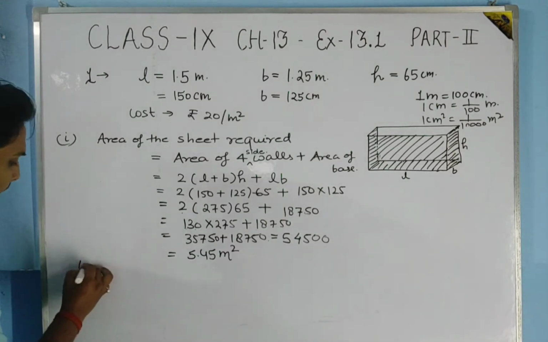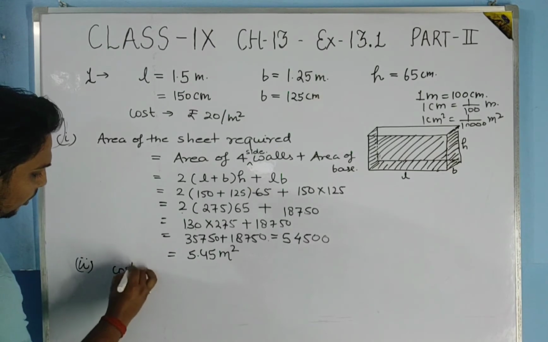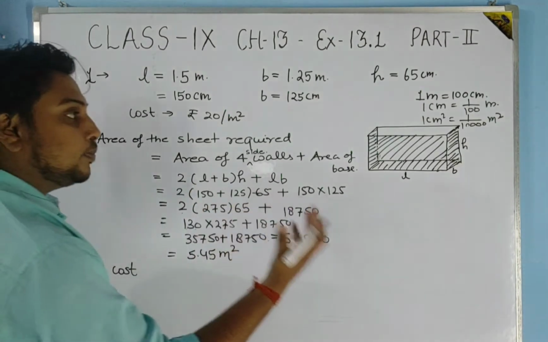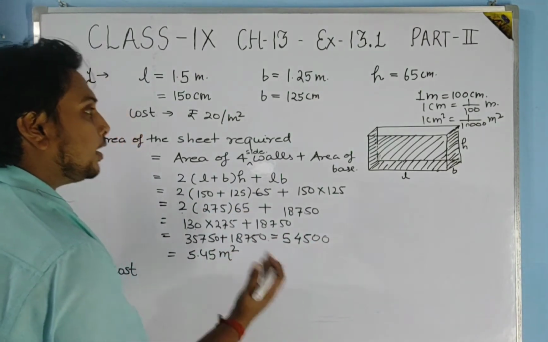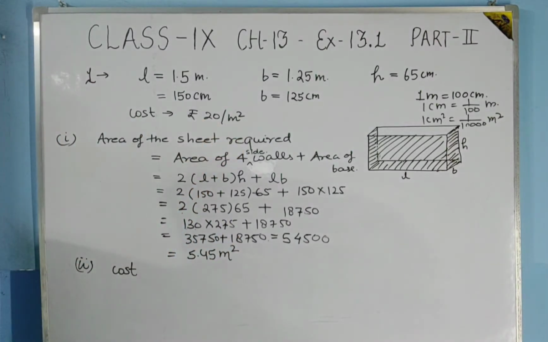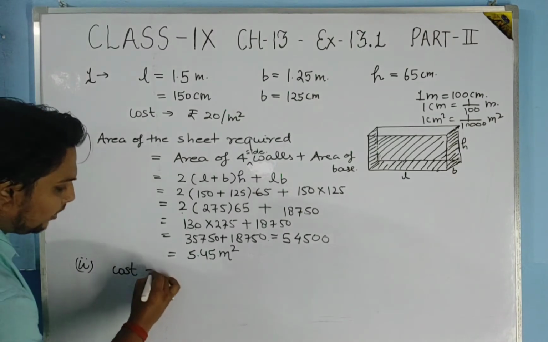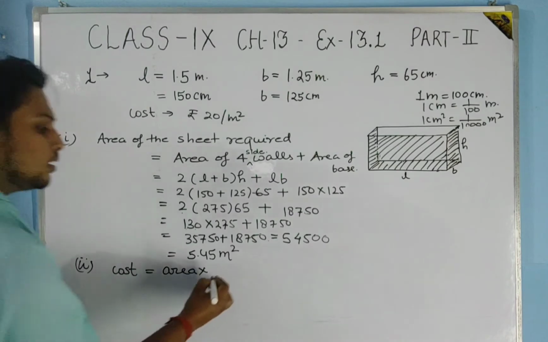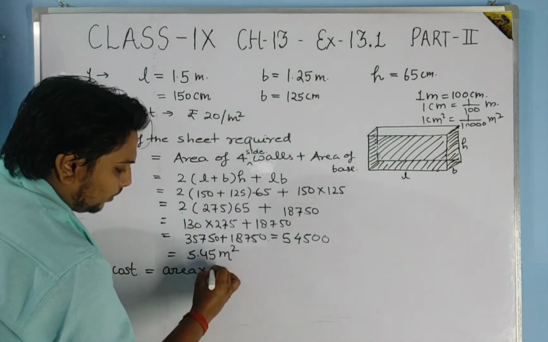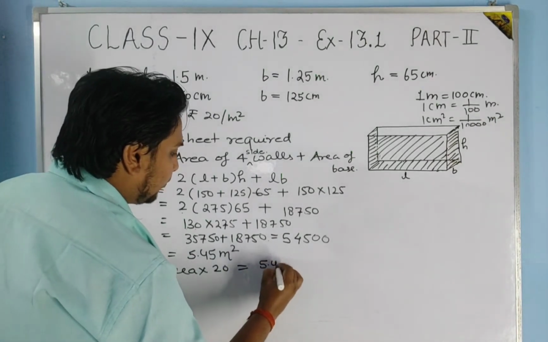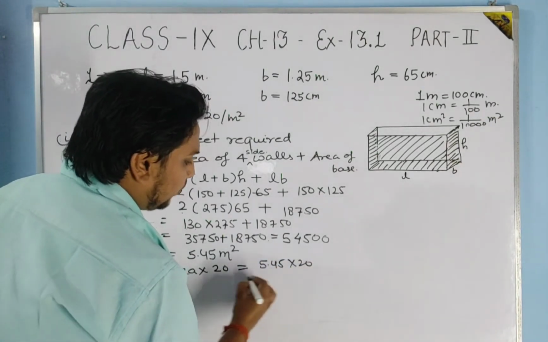Okay, for the second part, students, we have to find the cost, that what will be the cost to cover this box by plastic sheet, if the cost of per meter square sheet is 20 rupees. Okay, so the only thing we have to do is multiply the area of the box to the cost, that is 20. So area is 5.45, and we have to multiply it by 20.